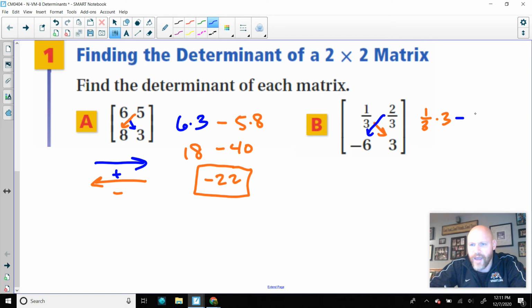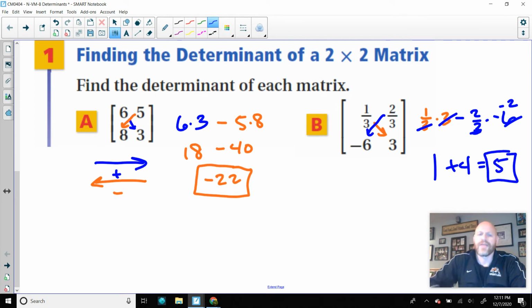So we're going to subtract 2/3 times -6. All right, so let's go ahead and do the math. If I have a 3 on top and a 3 on the bottom, those cancel out, and I just have the number 1. 3 goes into -6, -2 times. So I'm really doing -2 times -2, which is a +4. 1 plus 4 is the number 5, and that would be the answer to that problem.